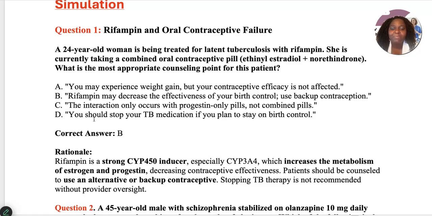A, you may experience weight gain, but your contraceptive efficacy is not affected. B, rifampin may decrease the effectiveness of your birth control. Use backup contraception. C, the interaction only occurs with progestin-only pills, not combined pills. D, you should stop your TB medication if you plan to stay on birth control. Please drop your answer in the chat.